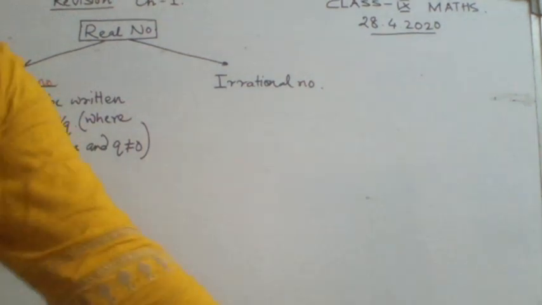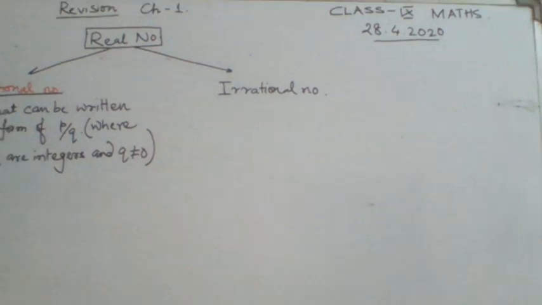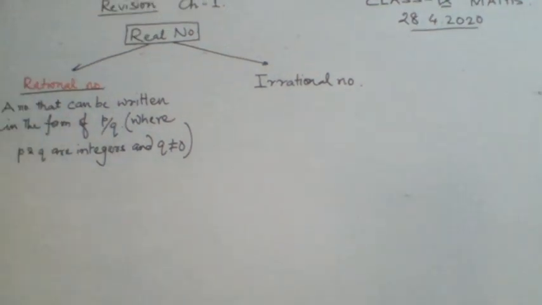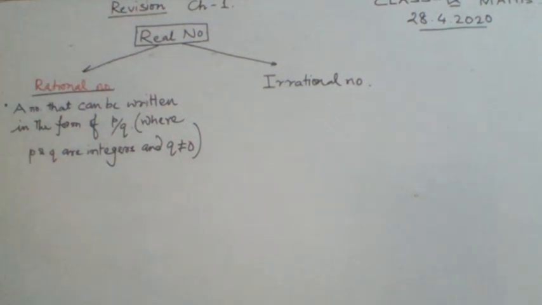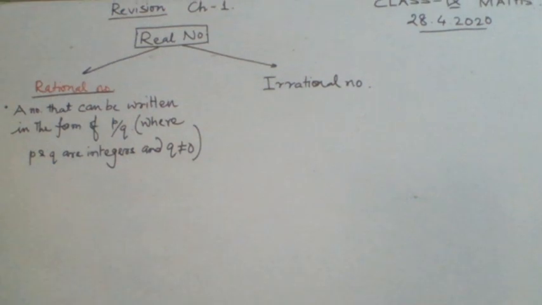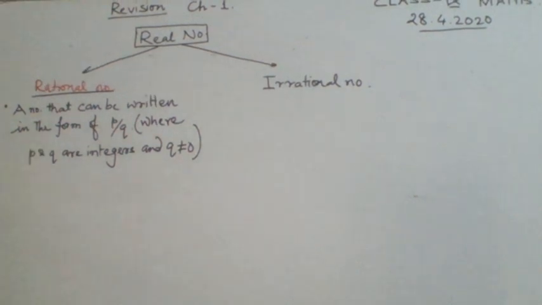Right, all of you? You can see the board, everything is visible, clear. Please note down whatever I am writing very carefully and try to understand. This will help you a lot. I will discuss everything systematically and in detail. So this is about your rational number.